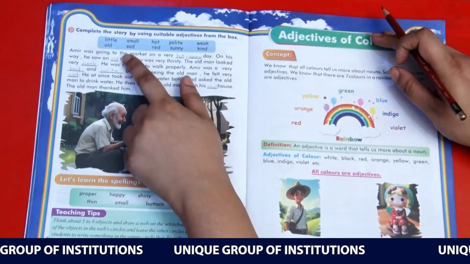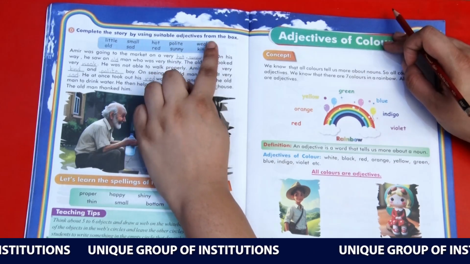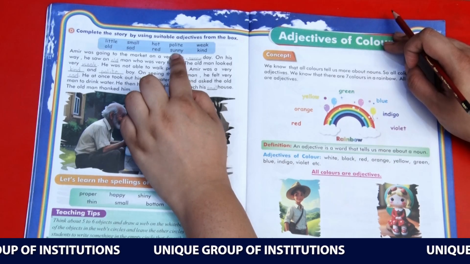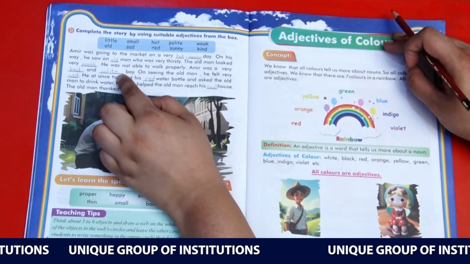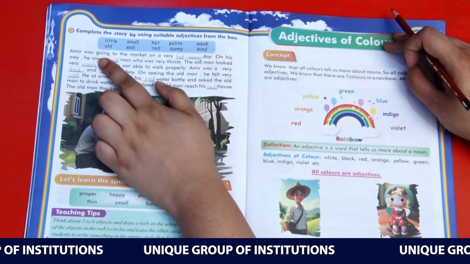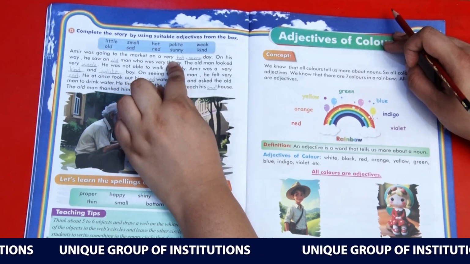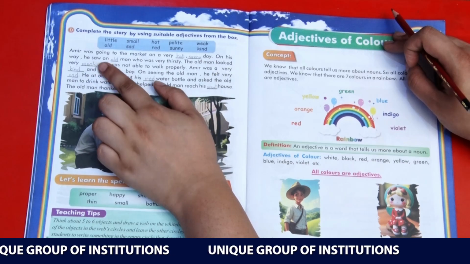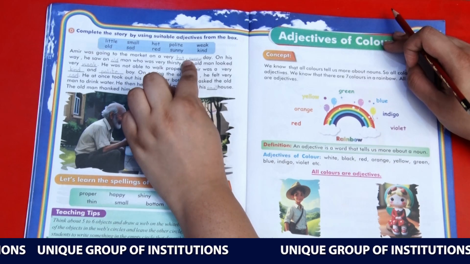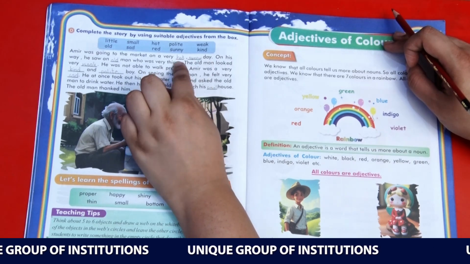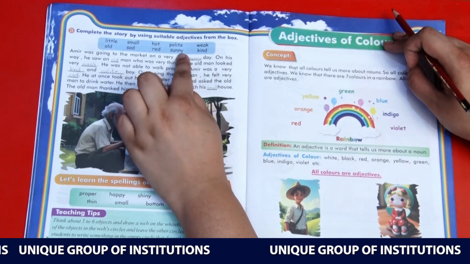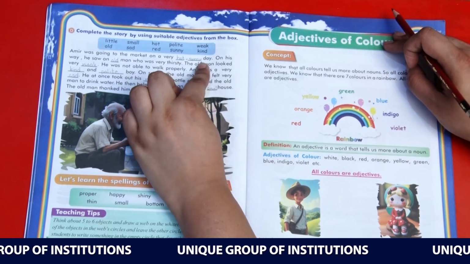What you need to do is complete the story by using suitable adjectives from the box. You are given a box here, you are given different adjectives here. You need to fill the blanks in the given story with these adjectives. Amir was going to the market on a very dash and dash day. Now we have these two dashes here, so we need to define what kind of day it was. We have hot here and we have sunny here. So we'll write hot and sunny day.